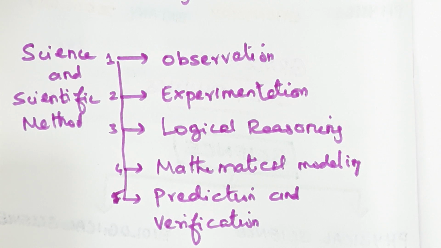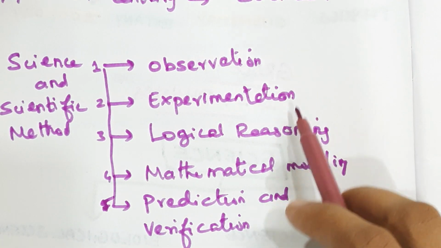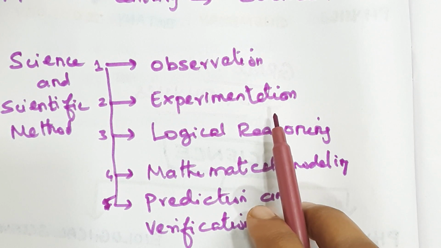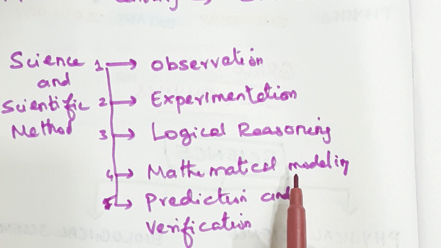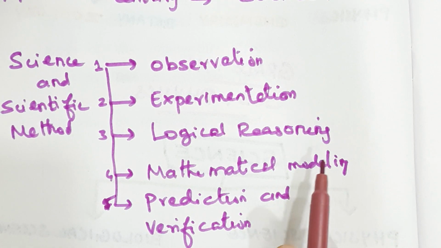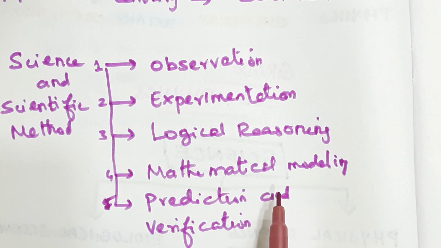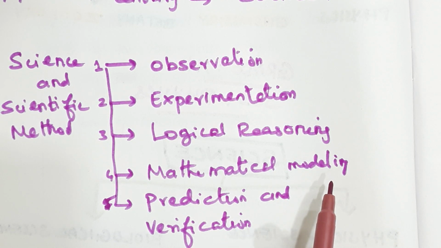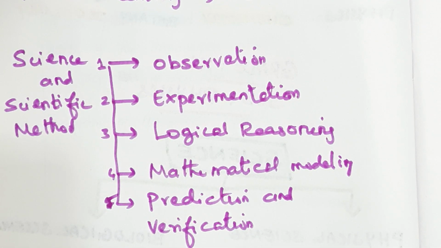Can you understand? So what is the method in science? First, there is a systematic observation. Second, there is a controlled experimentation. Third, there is logical reasoning, qualitatively as well as quantitatively. And fourth, there is mathematical modeling, giving formulas. And last, framing laws, that is prediction and verification or falsification of theories.